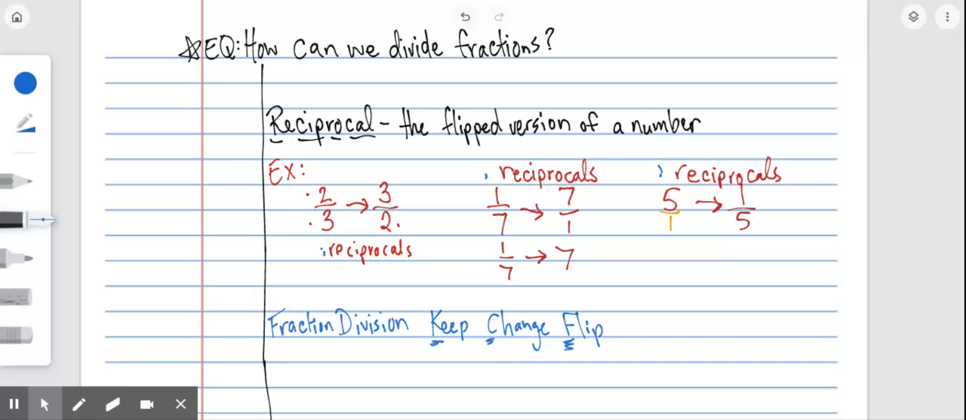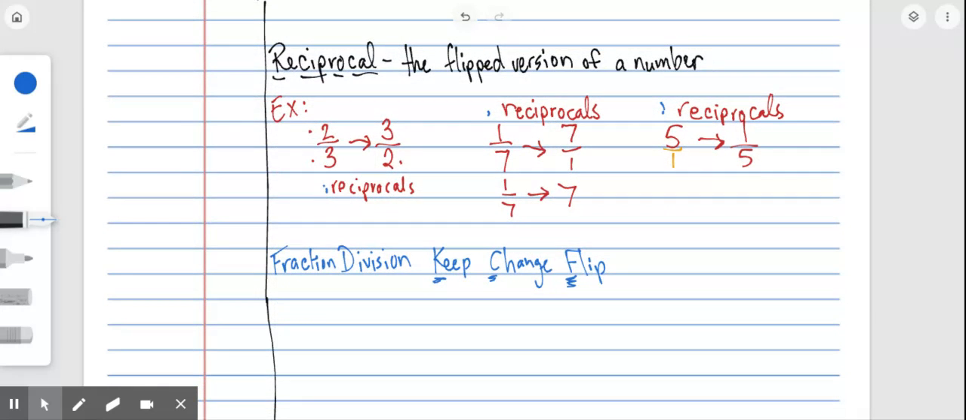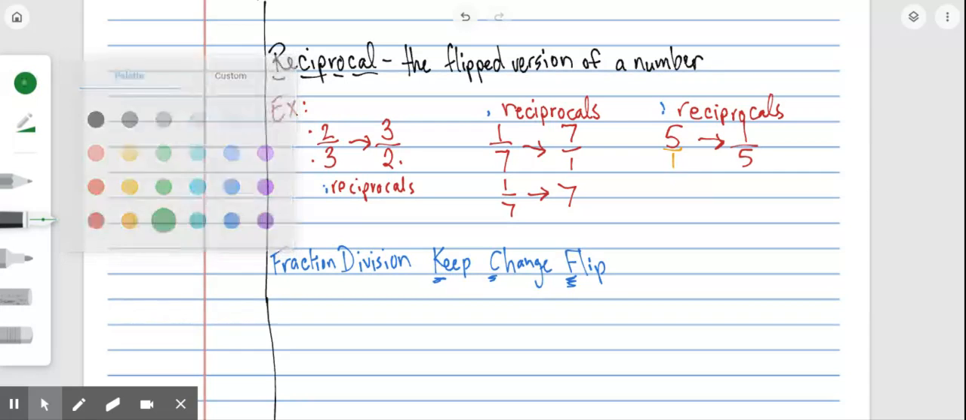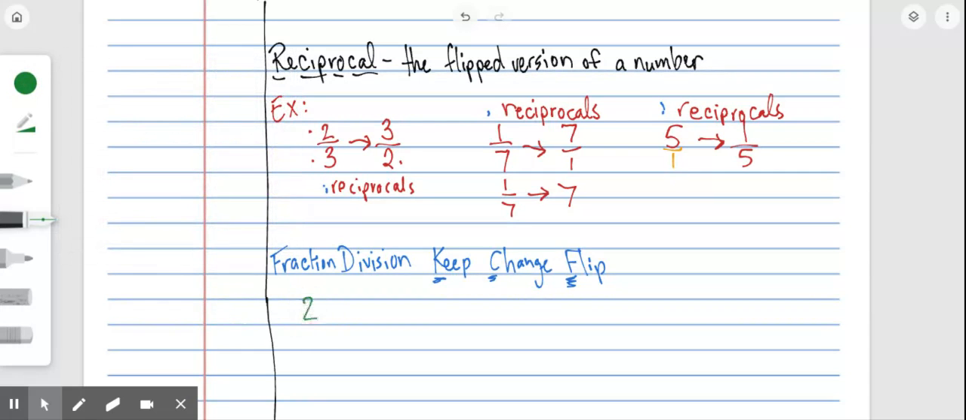So then let's do an example of fraction division here. I'm going to start with 2/3 divided by 1/2. So we're going to keep, change, flip. We're going to keep the first fraction. It's going to stay 2/3.